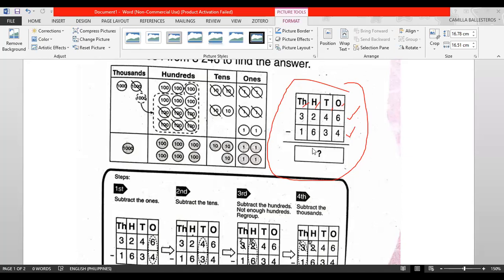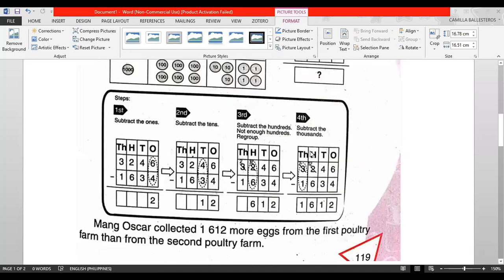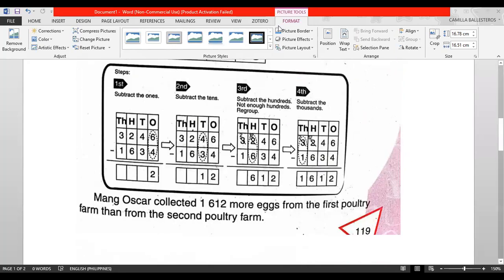Here we have the steps on how to subtract numbers with regrouping. The first step: subtract the ones. 6 minus 4 is 2. Next is subtract the tens. 4 minus 3 is 1. Correct.